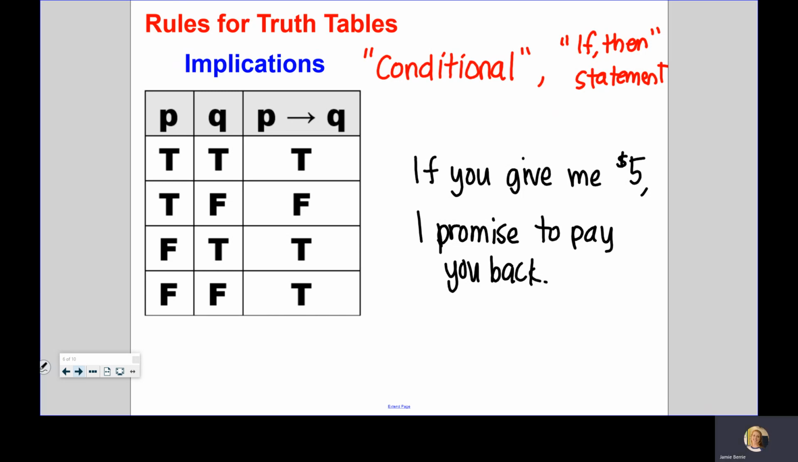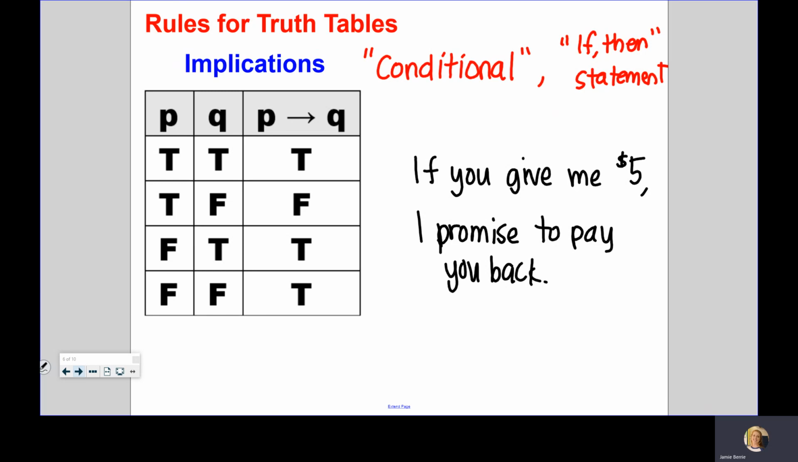All right, so remember, it's going to be true if the promise is not broken. It's going to be false if the promise is broken. So let's consider our 4 scenarios. The first rule says both statements are true. You gave me the $5, I paid you back. No promise was broken, so we have a true. That one's easy to understand.